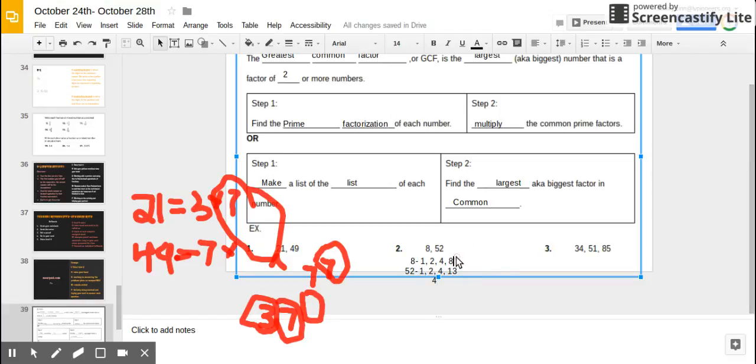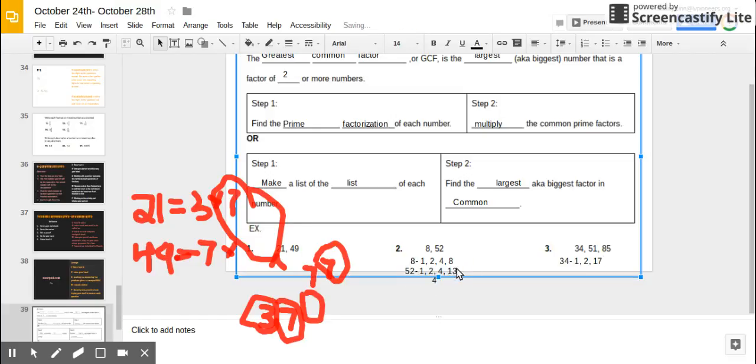Okay. 34, 51, and 85. So now we have to find the greatest common factor between 3 numbers. Let's see. Factors of 34, 1. It's even, so 2 goes into it. And let's see, 17, which would just be cutting it in half.